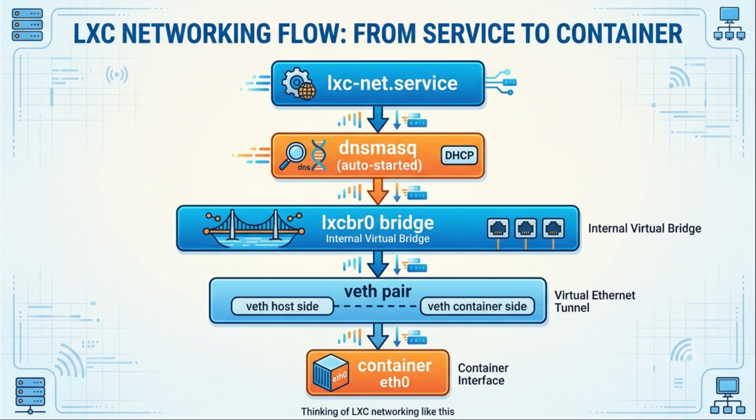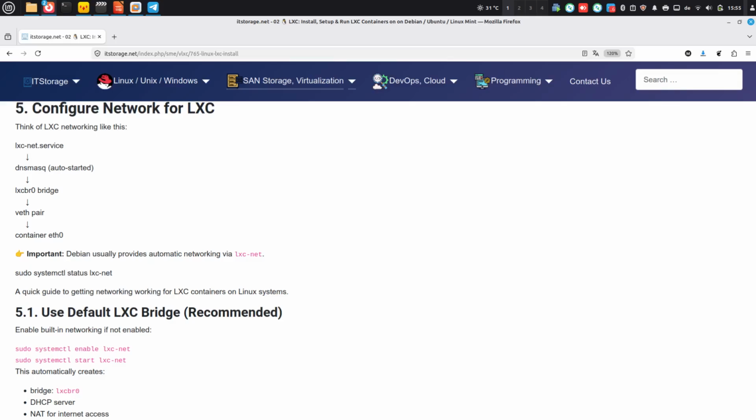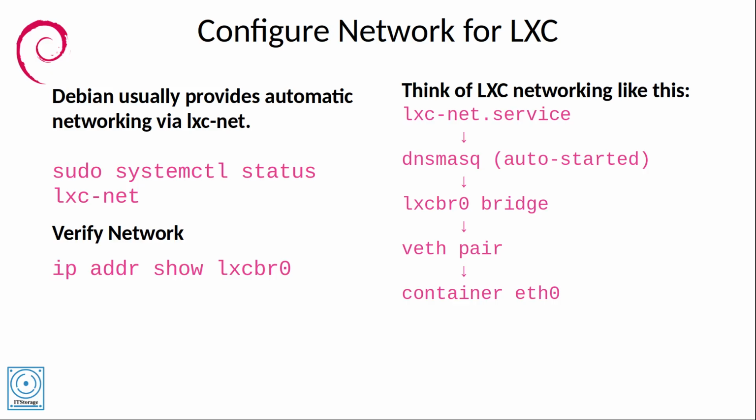One end goes in the container, the other plugs into the bridge. We are using NAT, Network Address Translation. The containers are hidden behind the host's IP. This is exactly how your home router hides all your devices behind one public IP address from your ISP. The LXC Net service is our automatic setup wizard for this.